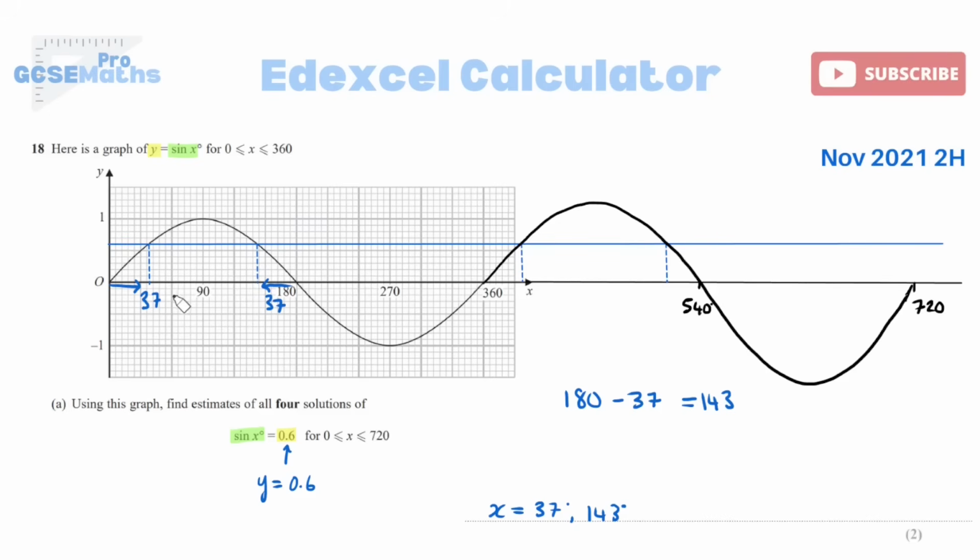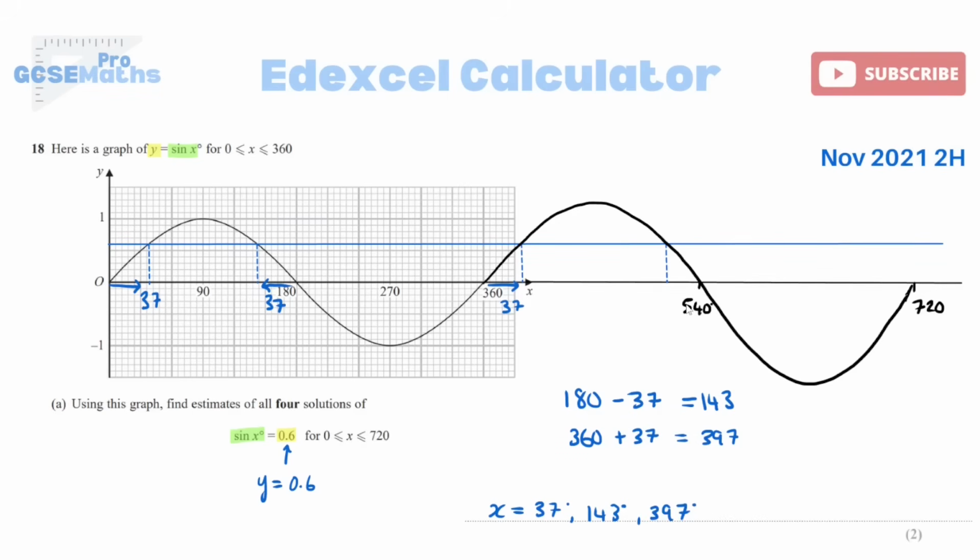We can't necessarily read them off using the scale anymore, but I'm going to do the same thing with symmetry. It is still using 37, but we're just starting at a different point. Instead of starting from 0 here to get 37, we're starting from 360 again and doing another 37. So do you see how that one would obviously be 360 plus 37, which is obviously 397. So that's your third solution, 397.